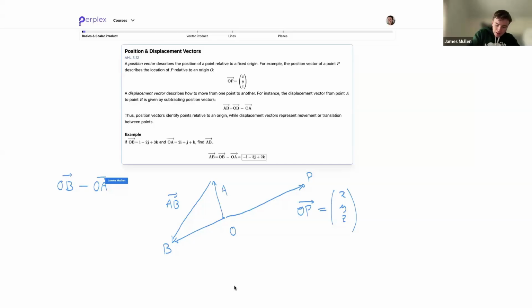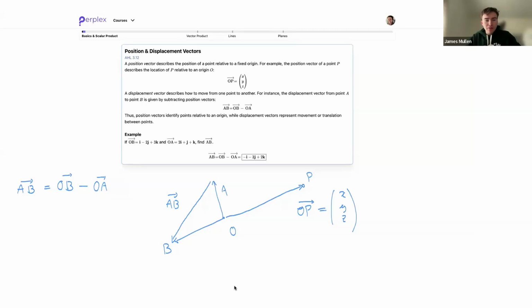And that is the vector AB. Okay? So these two position vectors identify points relative to the origin, and displacement vectors represent movement or translations between 2 points. So between 2 points that are not the origin, how do I get between them?